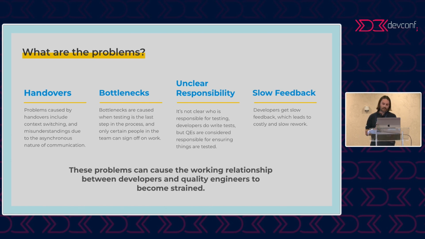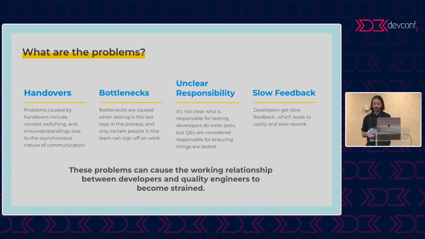The next problem is obviously bottlenecks. When only certain people on the team are allowed to sign off on work, it creates a bottleneck. I've heard and seen situations where a quality engineer might be not at work for some reason, and the team are blocked because now they can't deliver any work because it needs to be signed off for them to do so.